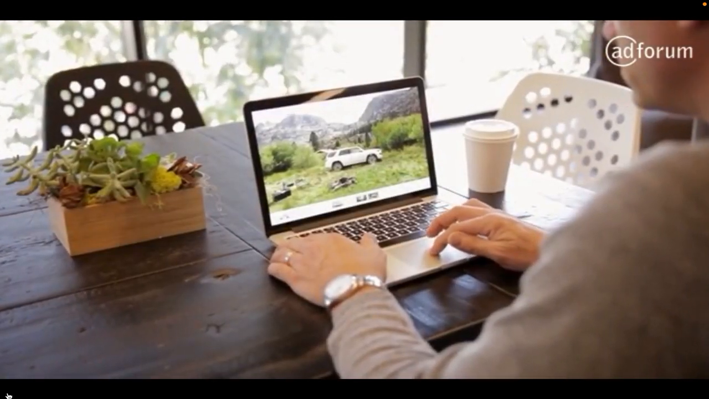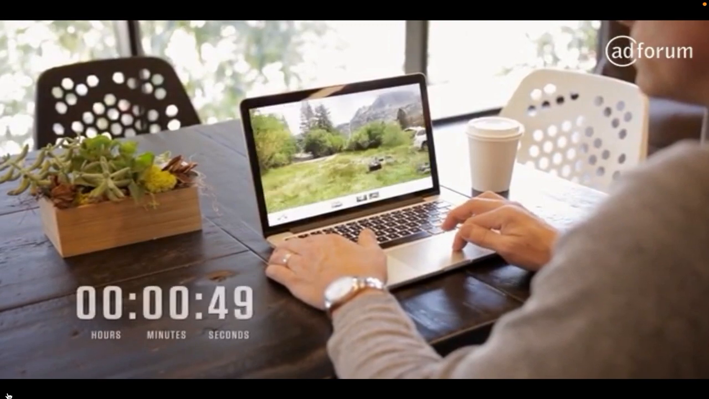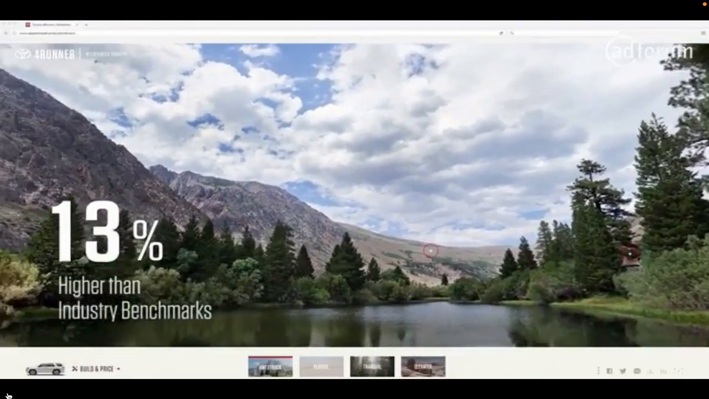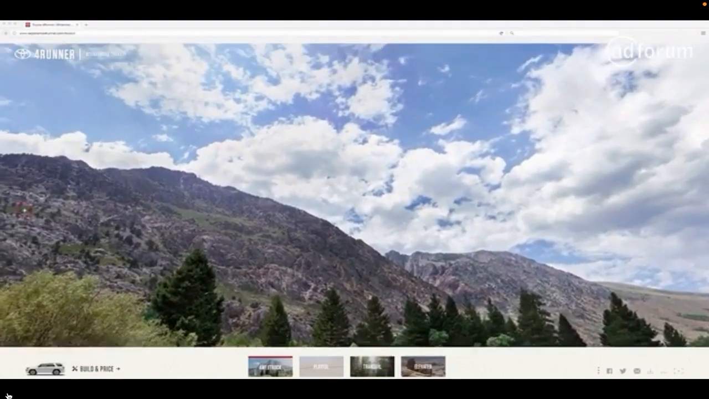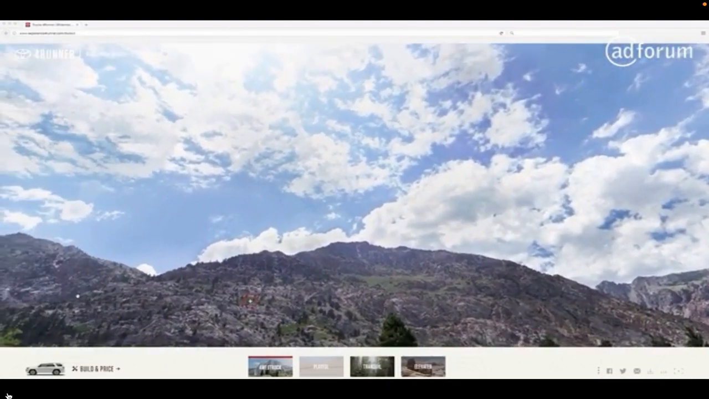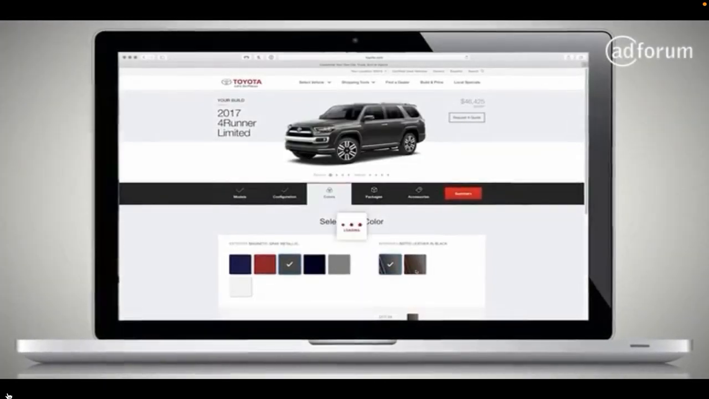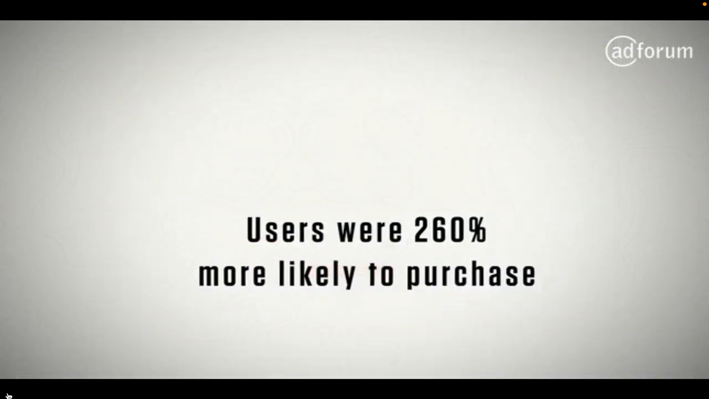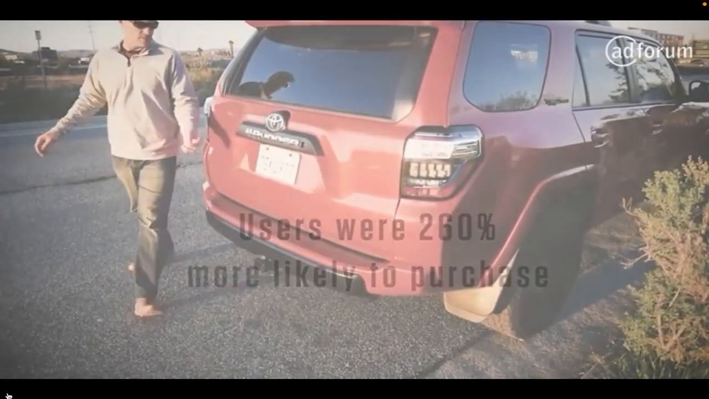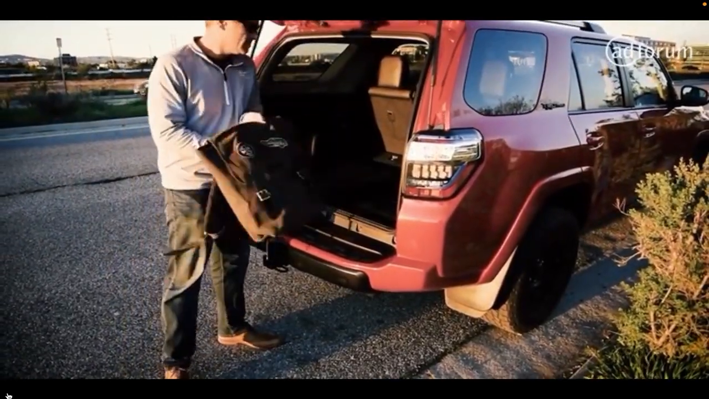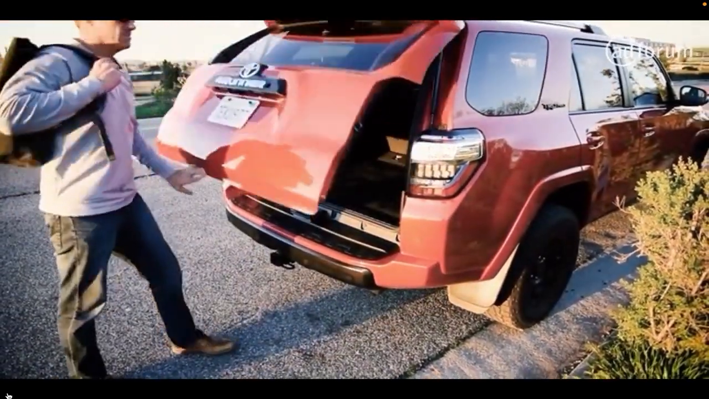Wilderness therapy delivered pure engagement, with users spending an average of 2 minutes and 18 seconds per session. That's 13% higher than industry benchmarks. And it drove purchases, with nearly 1/3 of all sessions clicking the build and price button. At 30 days out from launch, users who interacted with wilderness therapy were 260% more likely to purchase, proving that when you give people a break from the anarchy of modern life, they'll take the wheel, bliss out, and slow down.